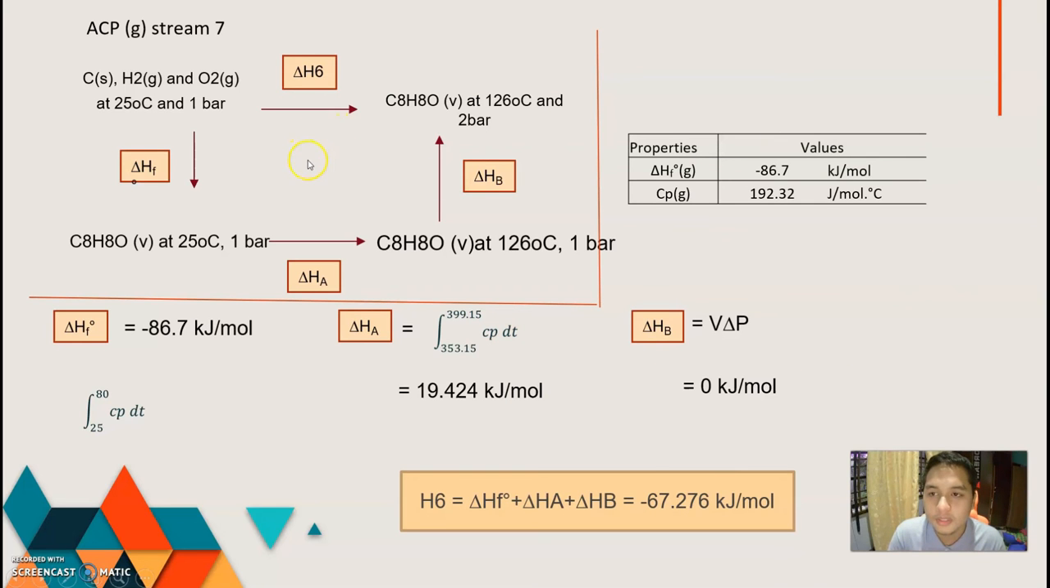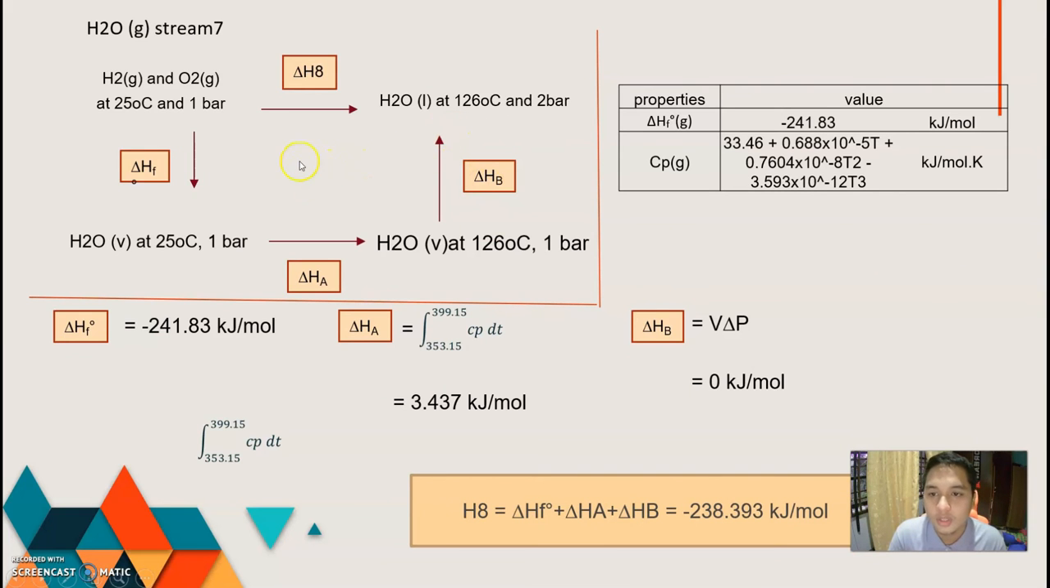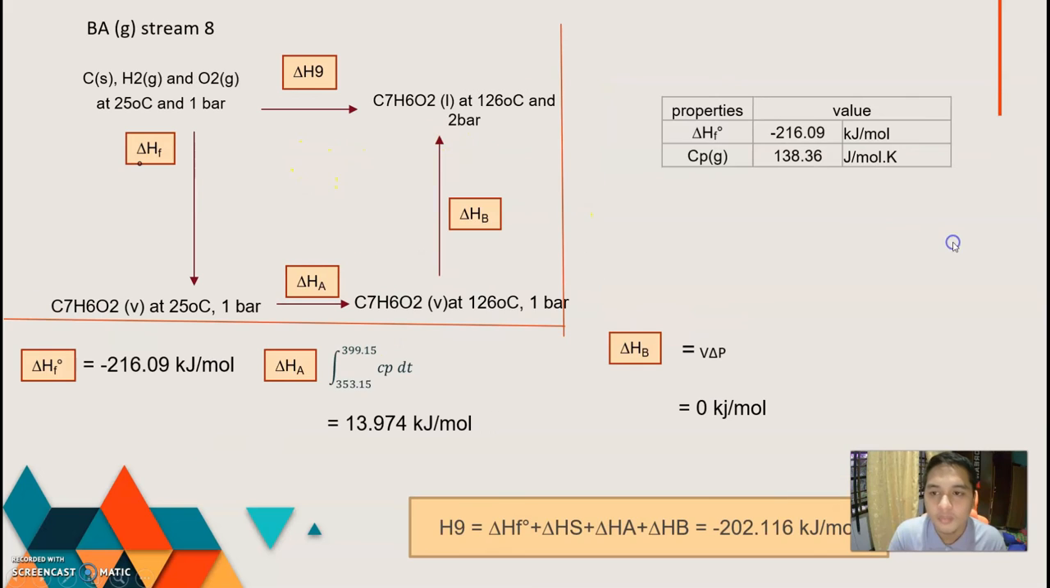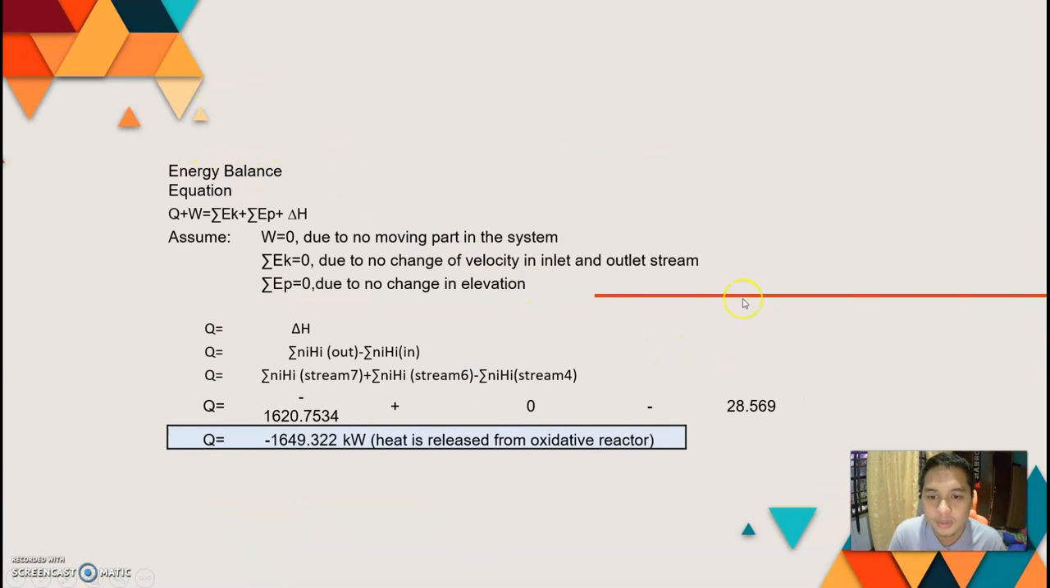For the ACP, we use the same method, which is the heat of formation. For the PMC, H2O, and BA gas at stream 8, we also use the same method as before. For the O2 gas, this is our hypopath. And for this HB, we assume that it's ideal gas, so no change. Okay, after getting all the enthalpy, we do the energy balance equation, and for the heat, we got 1649.322 kilowatt heat release from the oxidation reactor.